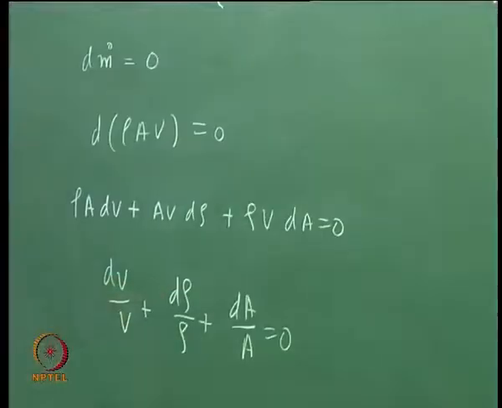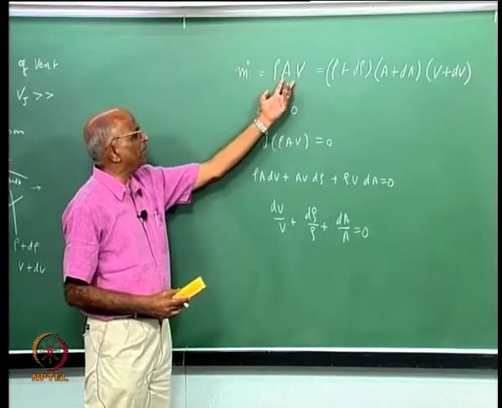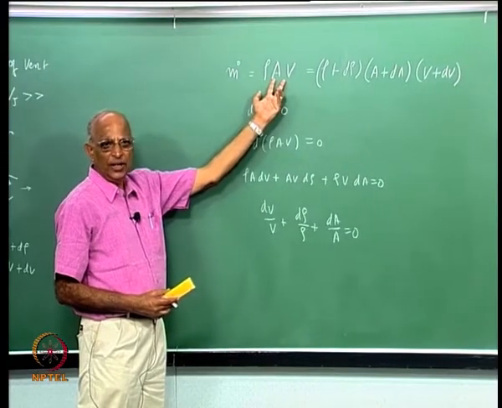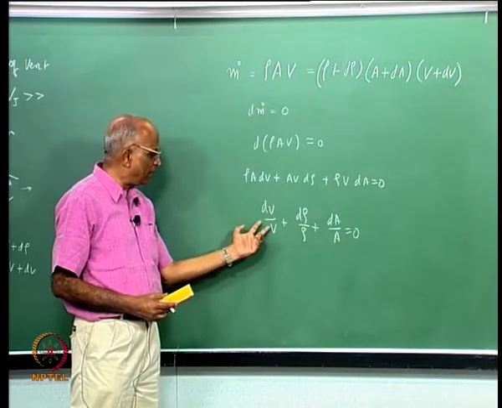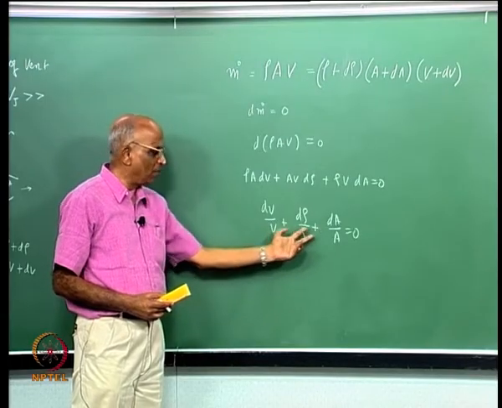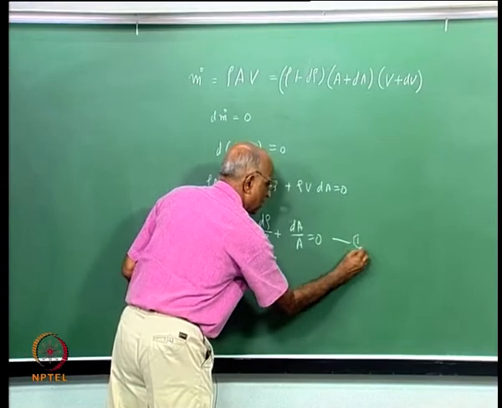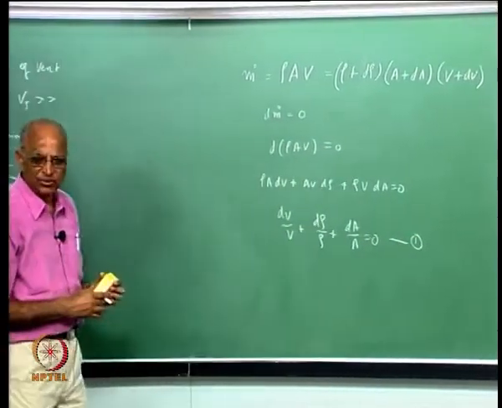I could have derived this expression by just saying rho AV is a constant, therefore logarithm of rho AV is a constant, and differentiating this would have given me dV by V plus d rho by rho plus dA by A is equal to 0, which we call the continuity or the mass balance equation.